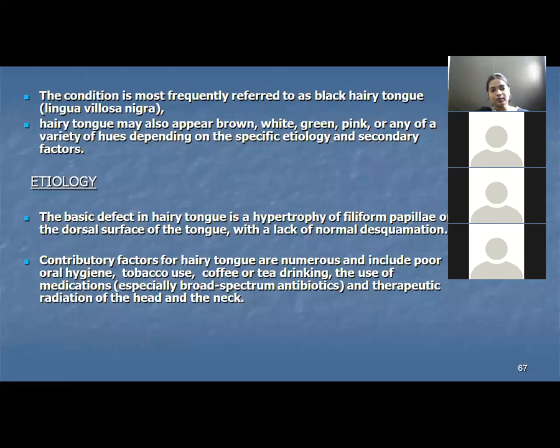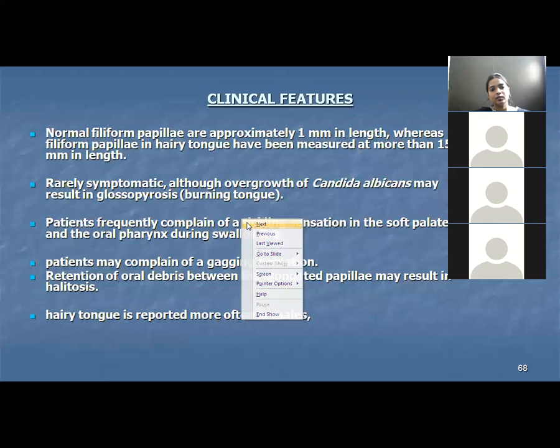Next is tobacco use, then coffee and tea drinking, the use of medication, that is broad spectrum antibiotic and therapeutic radiation of the head and neck. These are all contributing factors for the formation of hairy tongue. Then the next is clinical features of hairy tongue.